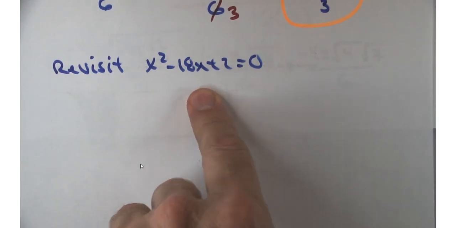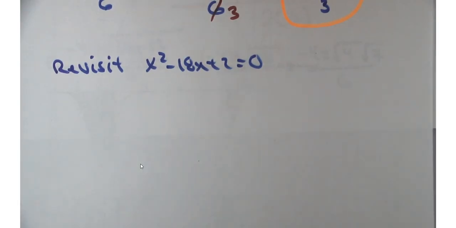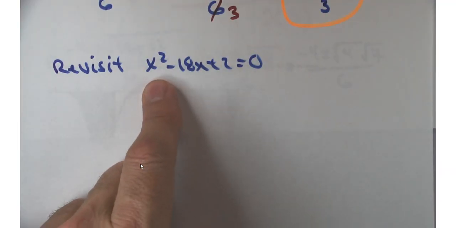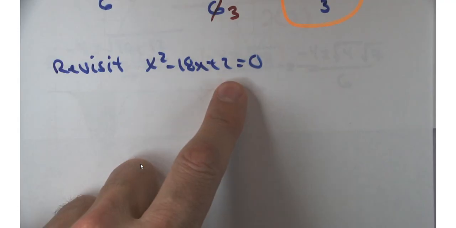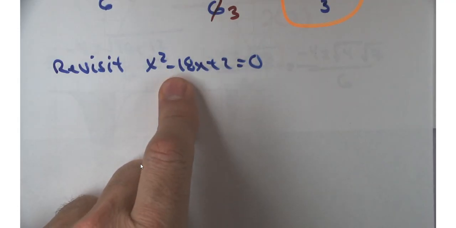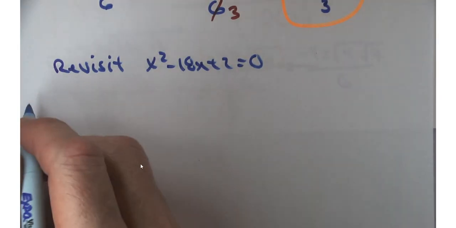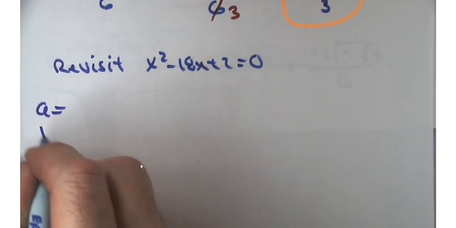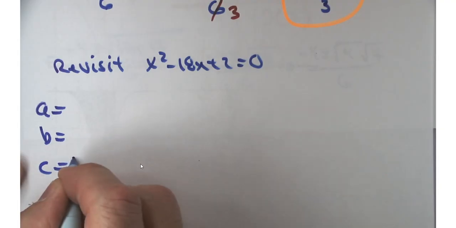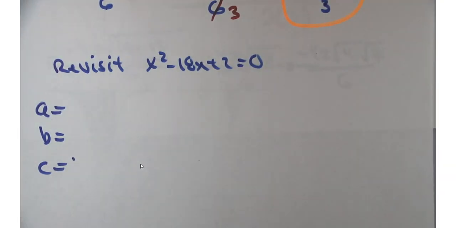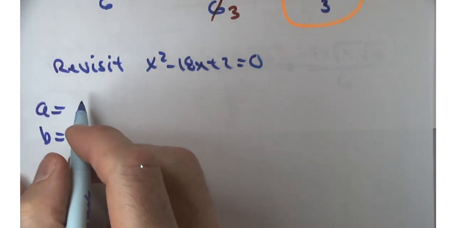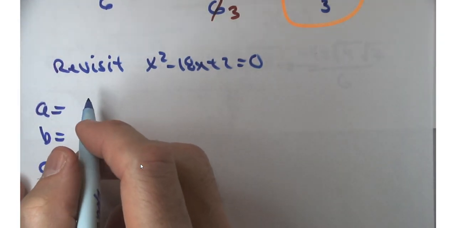First thing you should always, always, always try is to see if this thing factors. Can anyone find two numbers that multiply to 2 and add to negative 18? Yeah, I got nothing. So then you bail out. The quadratic formula, the nice thing about it is that it always works. The bad thing about it is that sometimes it's kind of a pain. It's not sometimes kind of a pain. It generally is a pain.